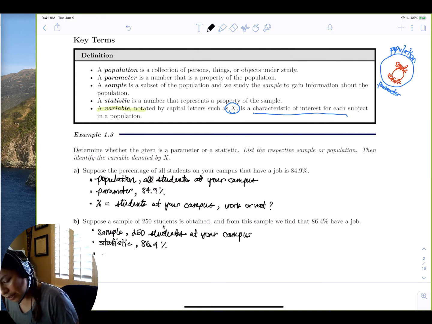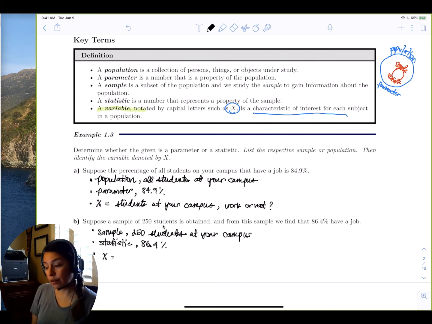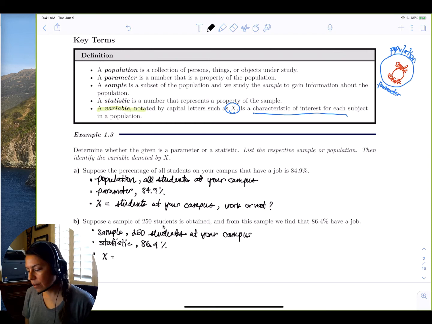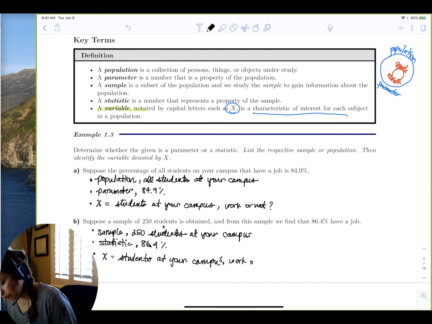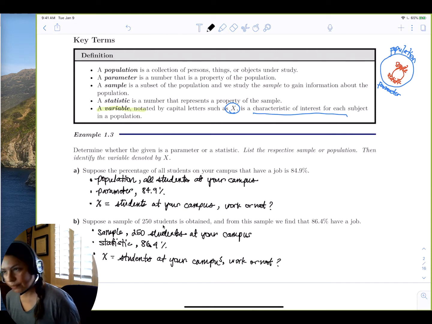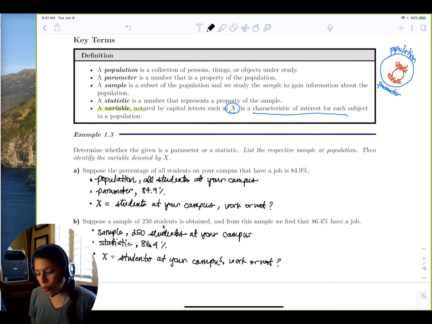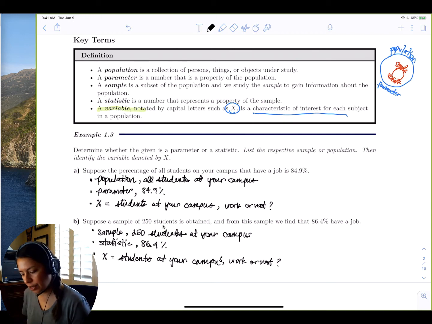And then the last thing was to define the characteristic. So the characteristic of interest is still going to be the population. It's still students at your campus. And do they work or not, right? So again, we just want to recap. So population is all of the subjects in your study, and then a sample is going to be a subset of the population.